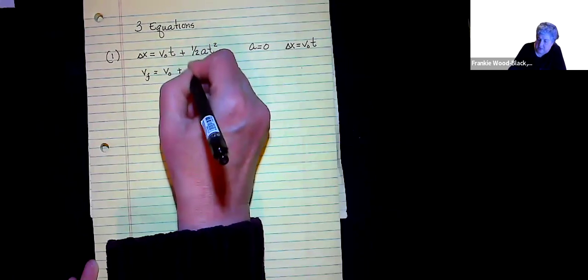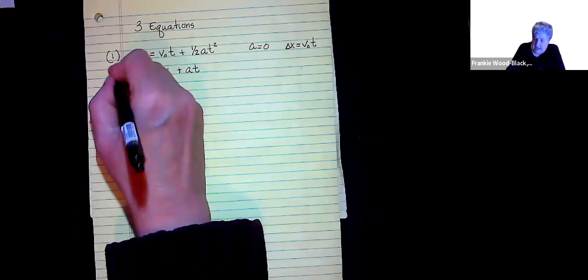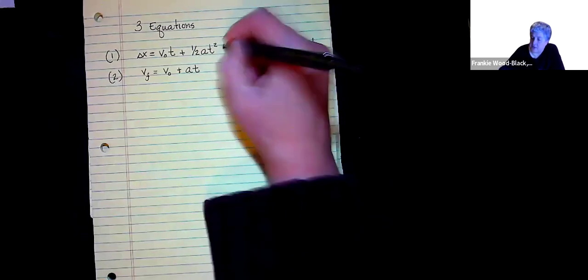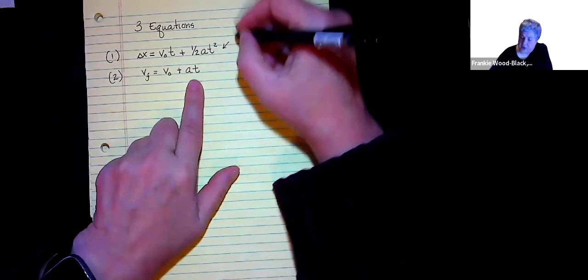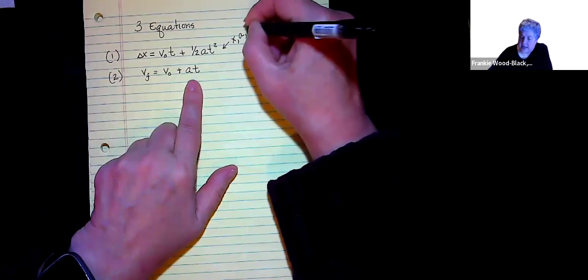We just did the other one. My final velocity is equal to my initial velocity plus my acceleration times time. And that's my second one. And if I have those two, one of the things here, I want you to look at this. This has the variables of position, acceleration, and time.